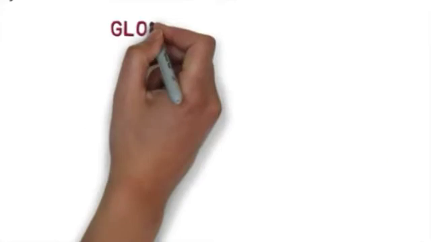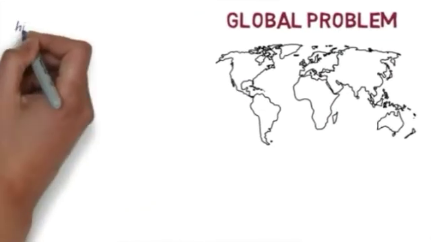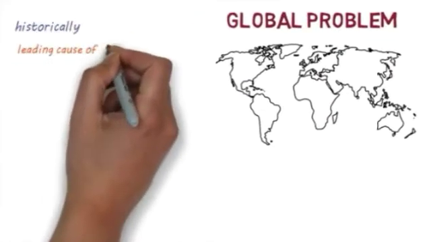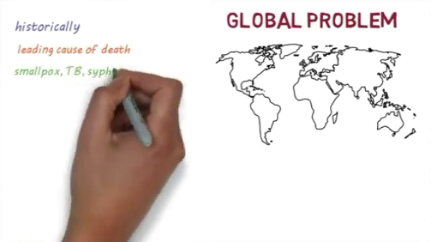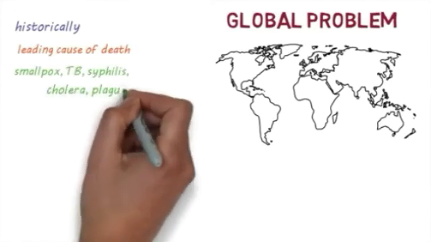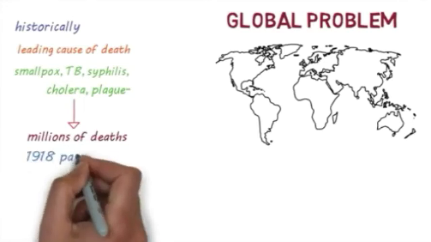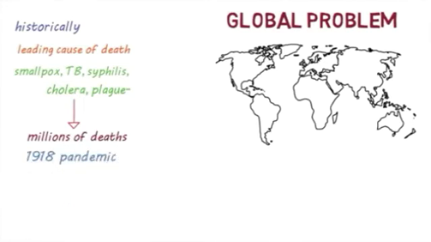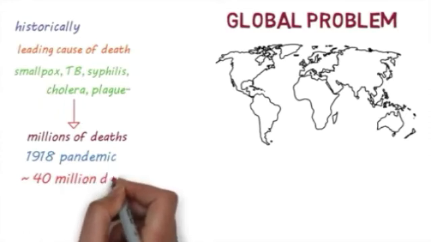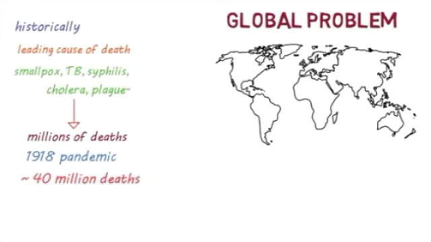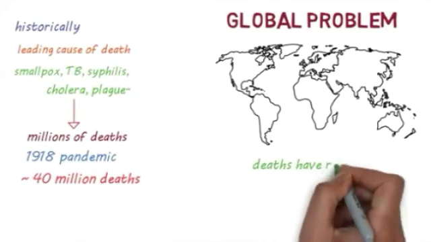An infectious disease is a disease caused by an infectious agent like viruses, bacteria, parasites, or fungi. Infectious diseases are a global problem and in the past used to be the leading cause of death. There were large epidemics of smallpox, TB, syphilis, cholera, and plague that caused millions of deaths around the world. The 1918 influenza pandemic alone was responsible for the death of around 40 million people globally. Thankfully, advances in nutrition, antibiotics, immunization, food safety, housing and sanitation have led to a massive reduction in infectious diseases.